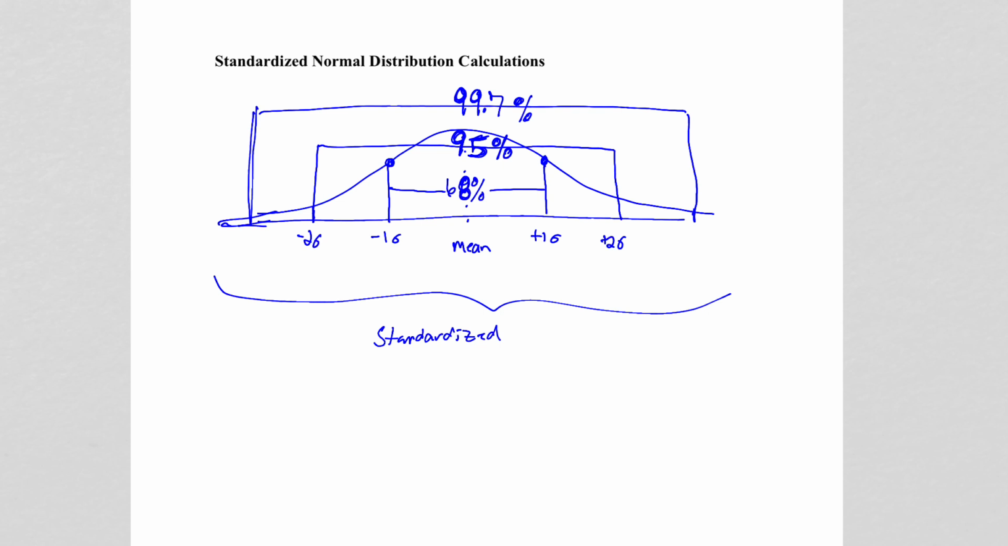So in a standardized normal curve, our mean is just going to be 0, right? And this +1, +2, +3 standard deviations is really just going to be +1, +2, +3. Those are our z-scores, and -1, -2, -3. And now we have our standardized normal distribution with our mean of 0 and our standard deviation of 1.